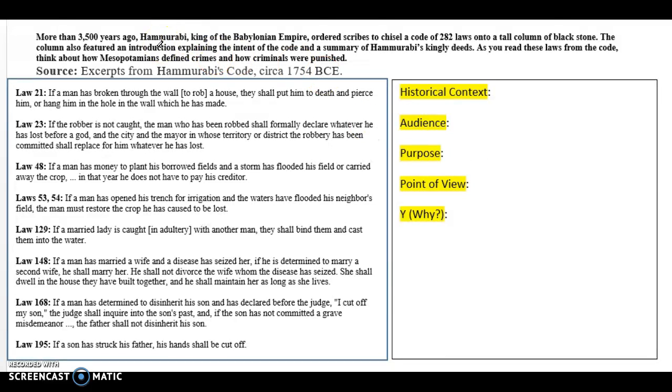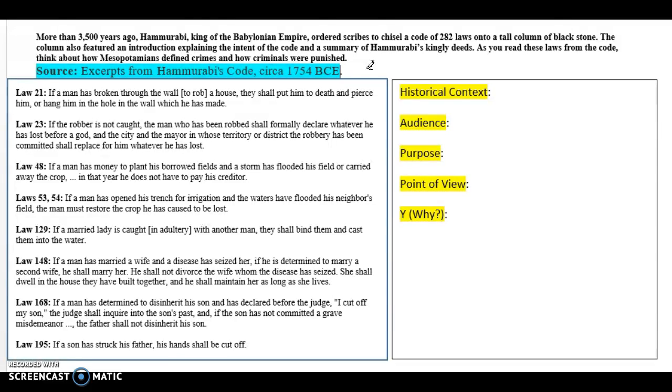First thing you do when you look at any primary source document is you want to see what the source is. So in this case, Hammurabi's Code is right here. You're generally going to find it at the top. Sometimes you'll find it at the bottom. There's always going to be a source to explain to you what this thing is. So in this situation, we're looking at excerpts from Hammurabi's Code.